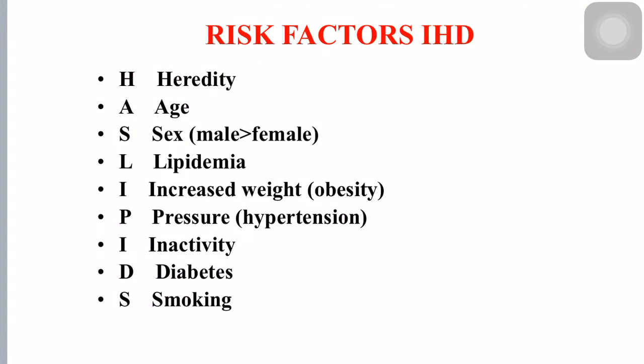Next, risk factors of ischemic heart disease. So these are the various risk factors of ischemic heart disease. It can be either heredity or age. Pertaining to age, increase in age will have more preponderance for developing ischemic heart disease. And next is sex. There is a male preponderance. And next is hyperlipidemia and increased weight as in case of obesity. Then the systemic hypertension and physical inactivity. And the systemic disorders like diabetes mellitus and personal habits like smoking. So the simple mnemonic "has lipids" can be considered in case of risk factors for ischemic heart disease.